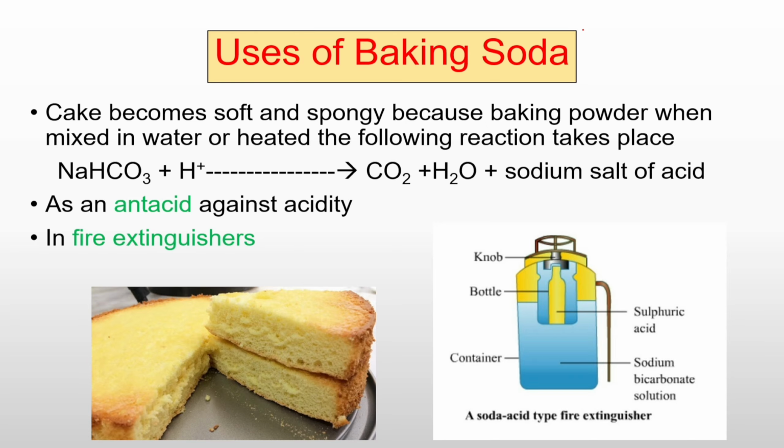So what is the use of baking soda? Baking soda has a lot of applications. When it is heated, the cake becomes soft or spongy because baking powder, when it is heated or mixed with water, the following reaction takes place. When you heat NaHCO3, it releases carbon dioxide, and since this carbon dioxide is released, we get this softness. This puffiness is because of the CO2 released.